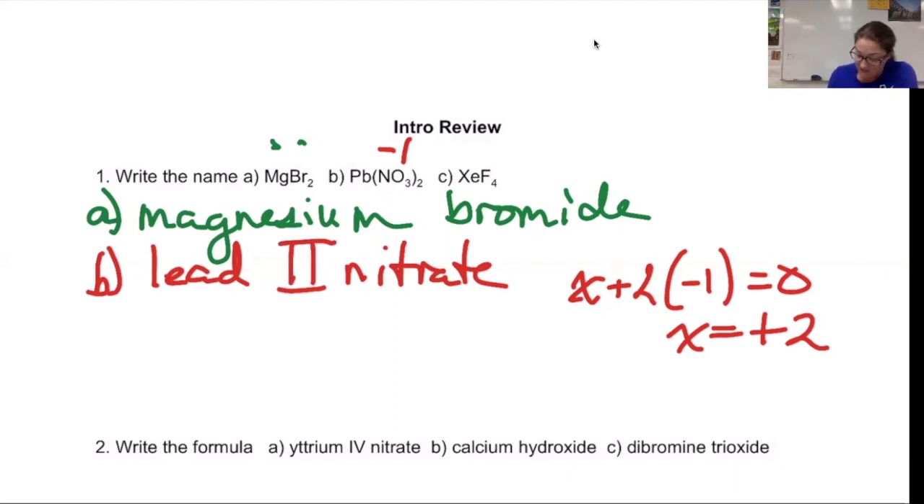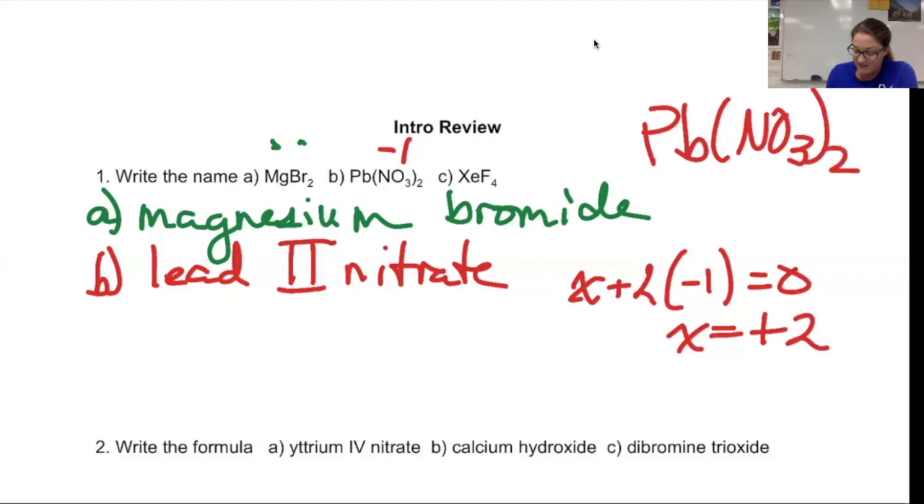Another approach that Ms. Ellman showed you was this, where I can break this in half here. And I can see that the nitrate, I have 2 of them and it's a -1. So my total negative charge is -2, which means my total positive charge has to be +2. And that's going to come from one lead. So each lead is a +2.